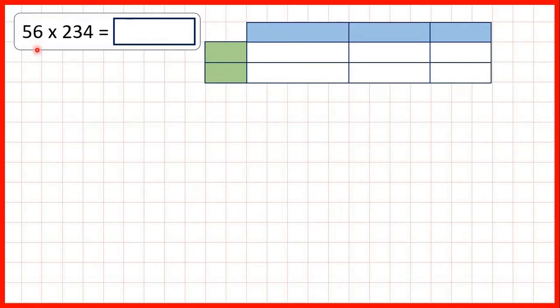Now we're multiplying a 2-digit number by a 3-digit number using the grid method. So first we need to partition our numbers. 56 is 50 and 6.